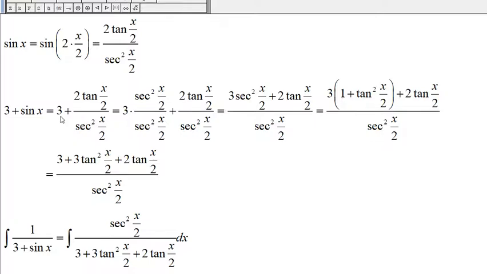And now let's get a common denominator. This is 3. We can write it as 3 times secant squared over secant squared. Common denominator is secant squared. So we have 3 secant squared plus 2 tangent of x over 2. And the common denominator is secant squared of x over 2.